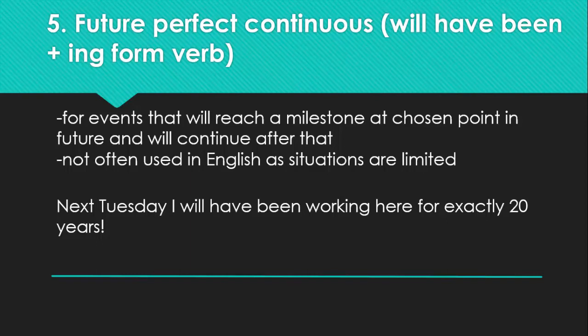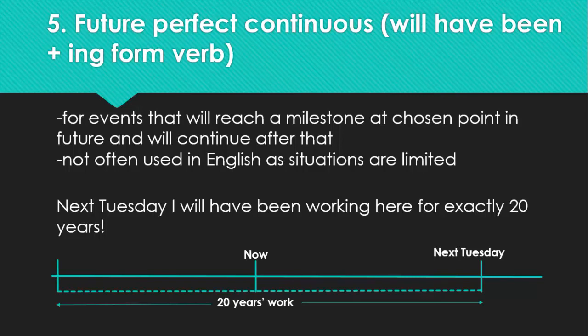So here is the timeline to help you understand. Now, and then next Tuesday, our fixed point, and then 20 years' work exactly next Tuesday. And there's no reason why we can't continue. So I will have been working here for exactly 20 years next Tuesday. So you can use this for working and living usually, if you want to talk about special anniversaries. Try it yourself.